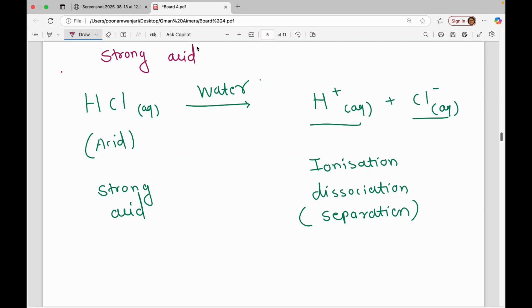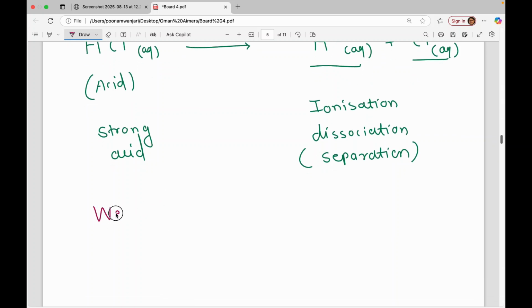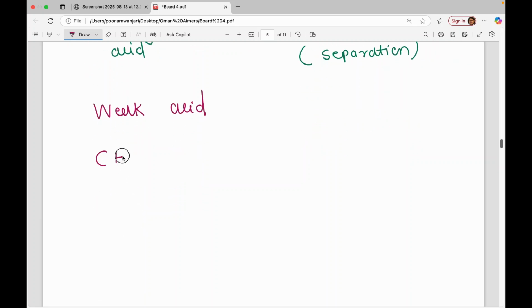Now, I will discuss weak acid. Weak acid or weak base, the similar concept is there. So let's look at ethanoic acid. As we all know, the formula of ethanoic acid is CH₃COOH. Now, students, this ethanoic acid, again in aqueous form, will dissociate into CH₃COO- plus H+ when we pour it into water.